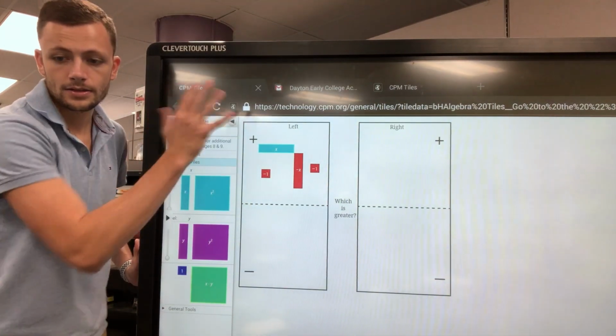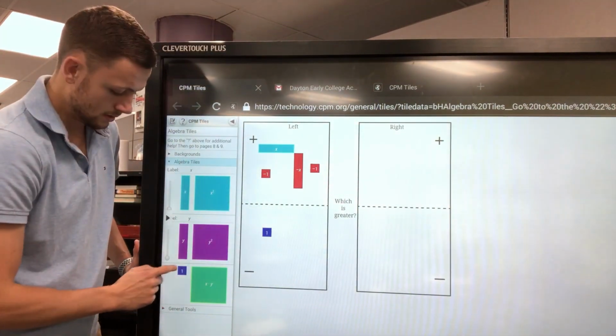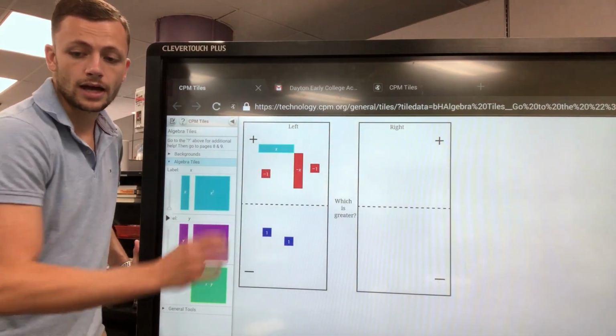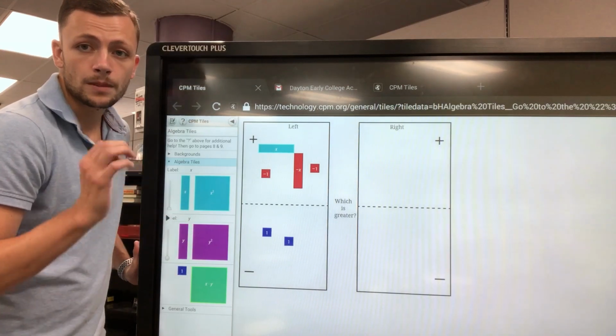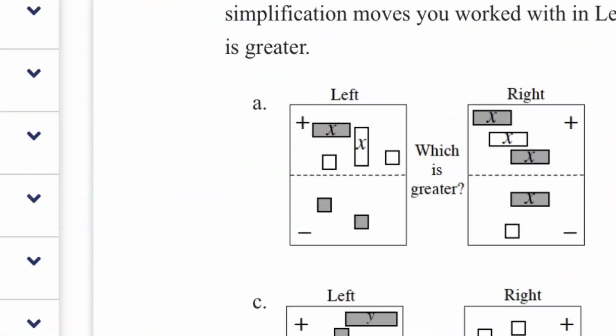All right, so now I've got my top done. Now I have two shaded or two positives down in the bottom region for this expression. So for my left expression, I've now set it up to look just like the way problem A does in the book, which I'm going to put a screenshot of right now.